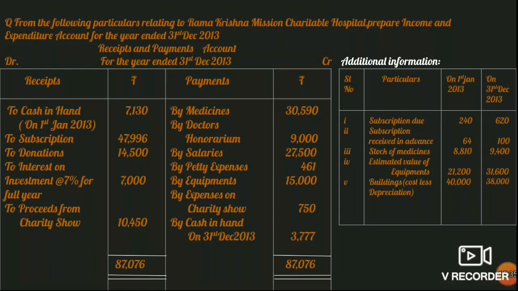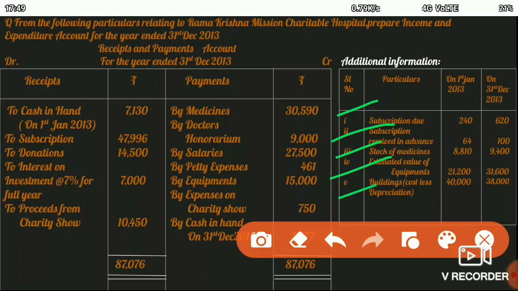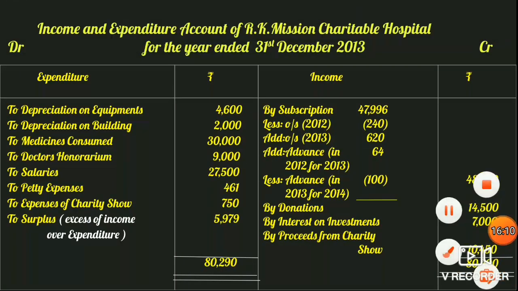Okay, now we have taken all the adjustments. The subscription is over, then stock of medicines we have taken, estimated value of equipments we have taken, then buildings we have taken. Now we are left with the remaining items of payments, which we will take as expenditures. We have already taken medicines, so we'll take doctor's honorarium. It's a regular nature item, so it will come on our expenditure side. Salary is left, petty expenses is left, then depreciation on equipments we have taken, then expenses on charity show we will take. So when we take these items, they will appear on the debit side.